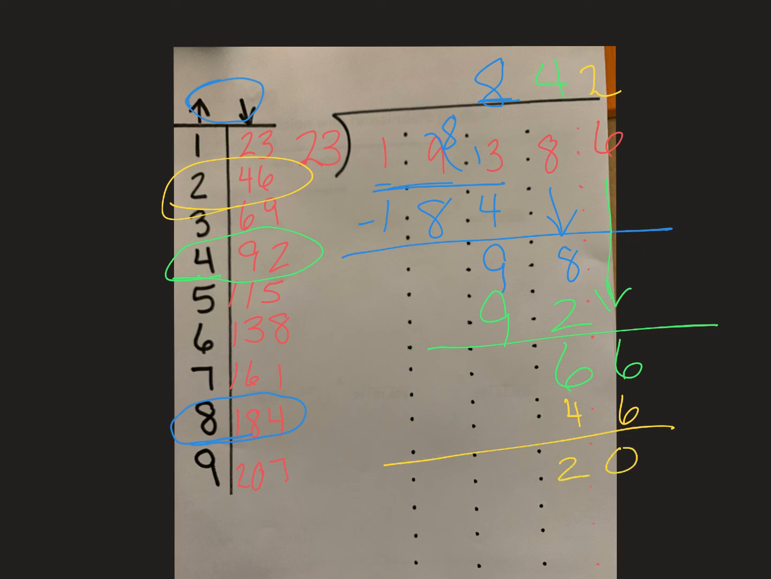So this problem, the quotient is 842 with a remainder of 20.